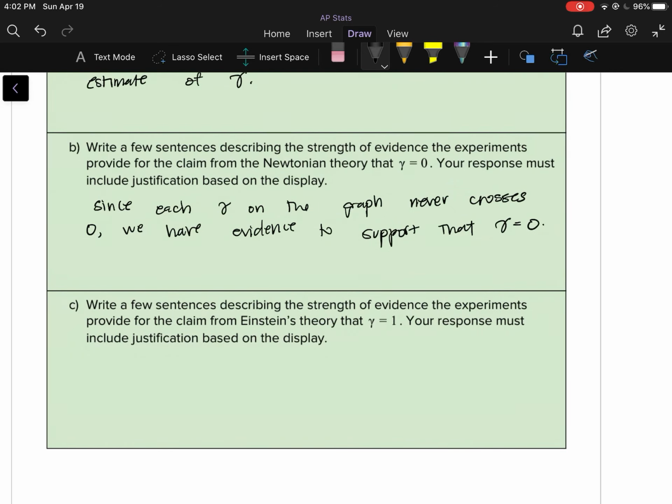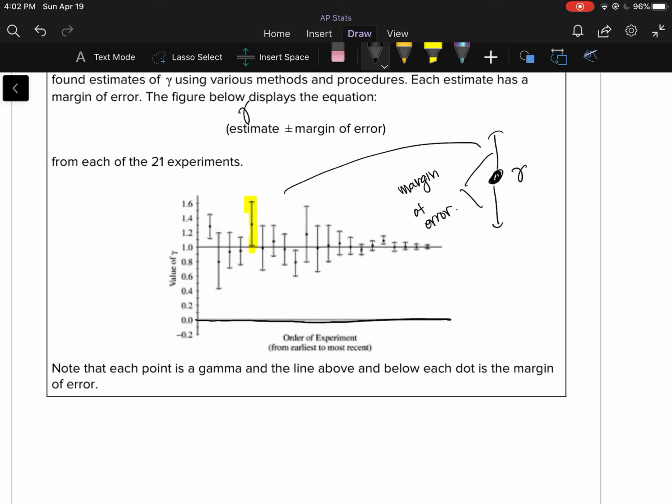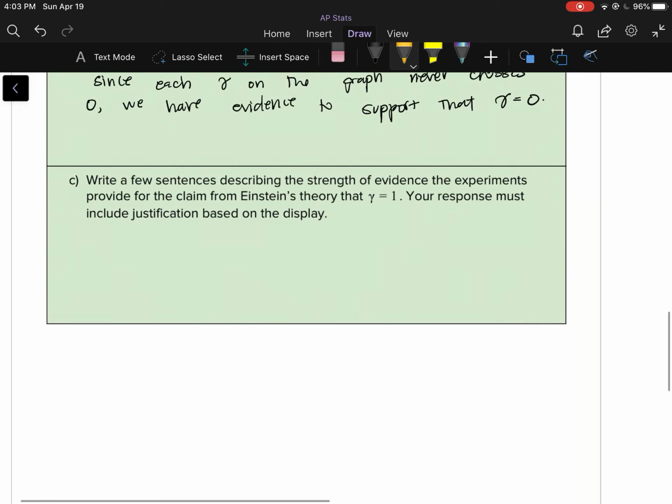C. Write a few sentences describing the strength of evidence that the experiment provided for the claim of Einstein's theory that gamma equals 1. Your response must provide justification based on the display. So now they're asking us how much of the evidence supports that gamma equals 1. Here's gamma equals 1. It crosses 1, 2, 3, 4, 5, 6, 7, 8, 9, 10, 11, 12, 13, 14, 15, 16, 17, 18 out of the 21 times.